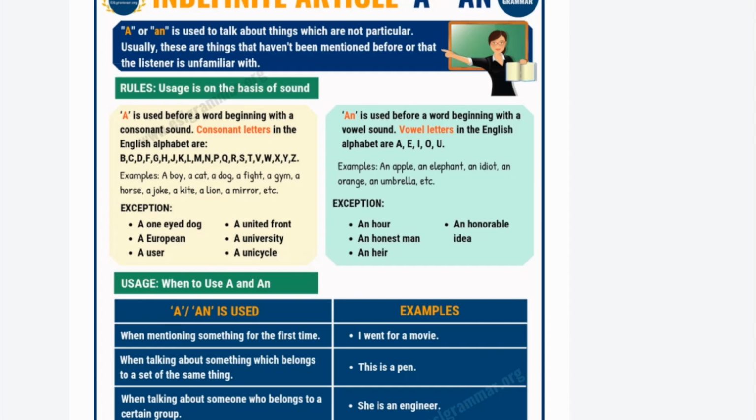The same situation with the article a. We use it if the word starts with a consonant sound. For example, the word one, it is a vowel letter, but it is a consonant sound. One, sound w. That's why we say a one-eyed dog, a European, a united front, a university, and so on.